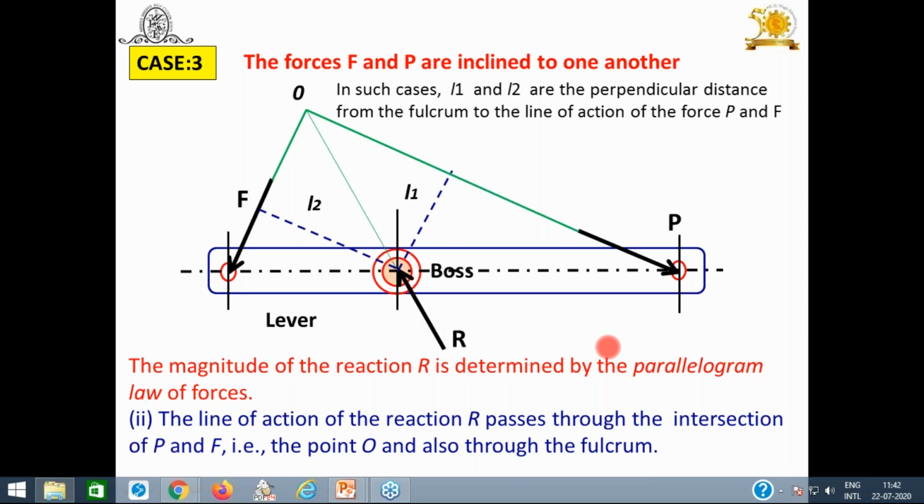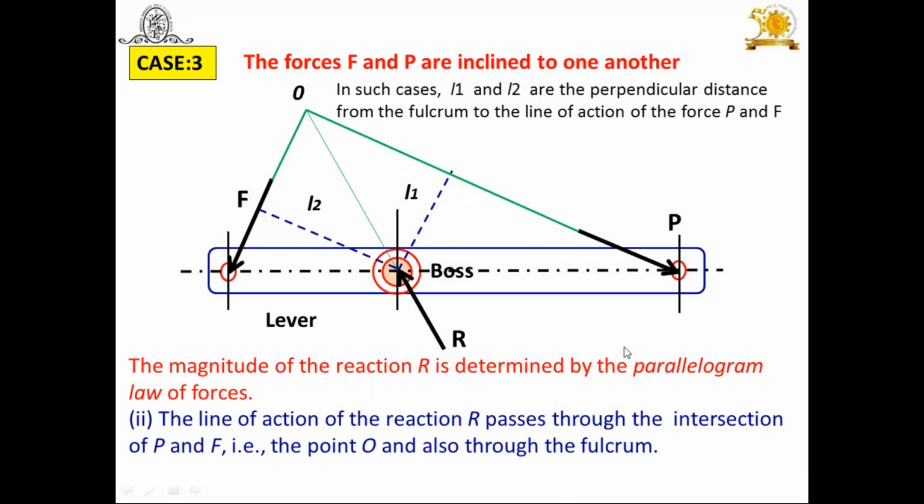The important thing here is, when the effort P and force F are inclined, how to do the analysis, and that's why you have to go for the parallelogram law of forces. This is case 3 of type 1 lever. Similarly, you can apply the same fundamental for type 2 lever, and we are not going to discuss the class 3 or type 3 lever.